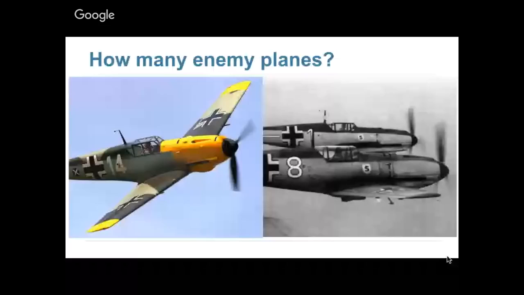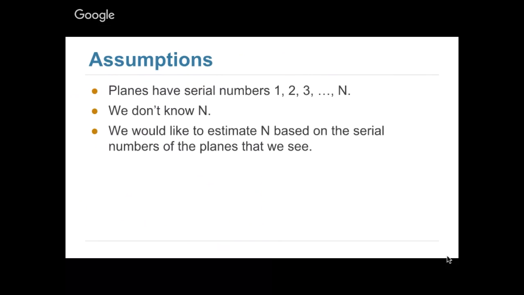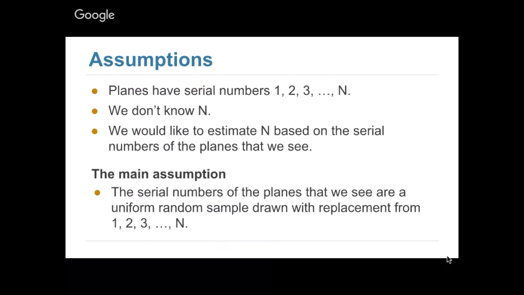Let's recap really quickly what we did. Our assumptions were that the planes are numbered 1 through n. We don't know n, and we want to figure out n. Okay? And the assumption that we made was that the serial numbers of the planes are uniformly drawn at random from 1 through n. Okay?